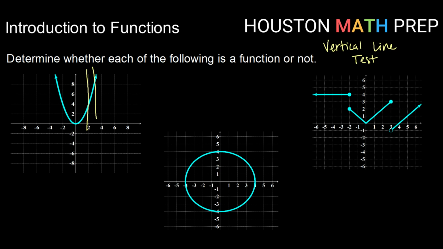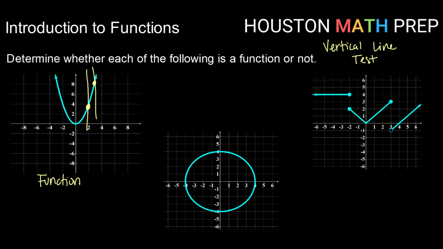So here, notice, no matter where I drew my vertical line on my parabola here on this first graph, it only ever touches at one point. That means each x value along my x-axis only has one y value on this graph. So this one is a function. It passes the vertical line test.